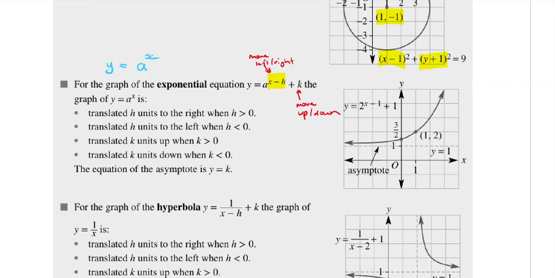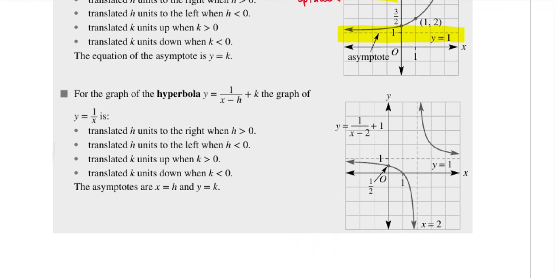Okay, so you can see the example there. If we have y equals 2 to the power of x minus 1, and then plus 1 on the end, the x minus 1 means that my y-intercept, which is normally at 1, will move sideways. But also the plus 1 on the end is moving my horizontal asymptote up to y is equal to 1.